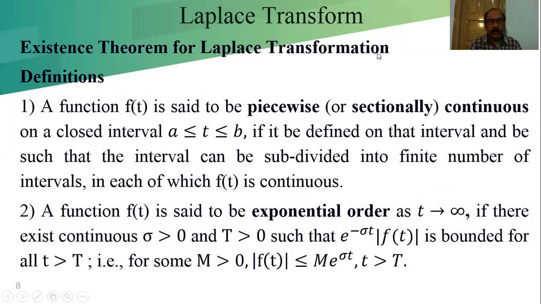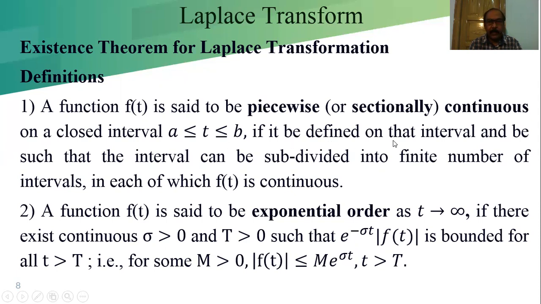Existence theorem of the Laplace transformation. By the definition of that, I try to explain this. A function f(t) is said to be piecewise or sectionally continuous, that means part by part it is continuous. That means in some interval the function is continuous, then it is discontinuous, then again in an interval it is continuous. That is piecewise or sectionally continuous on a closed interval, a less than or equal to t, t less than or equal to b. So in this interval it is continuous.